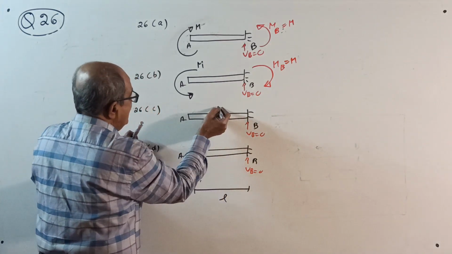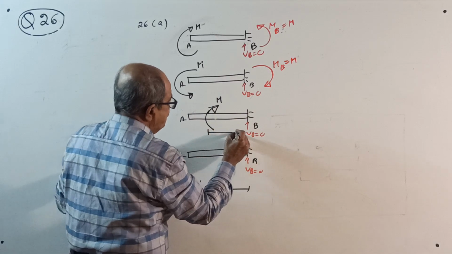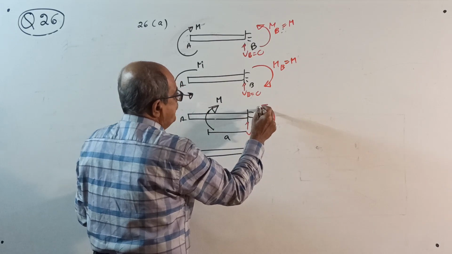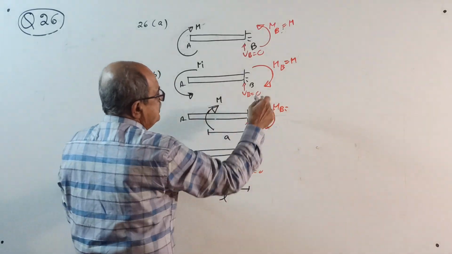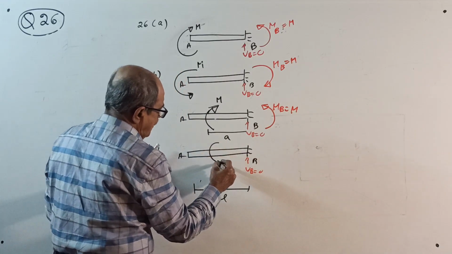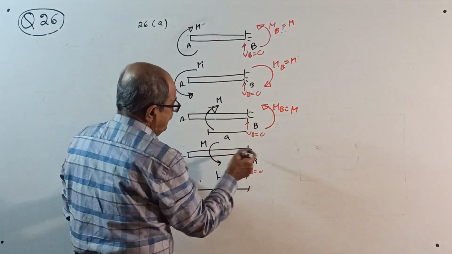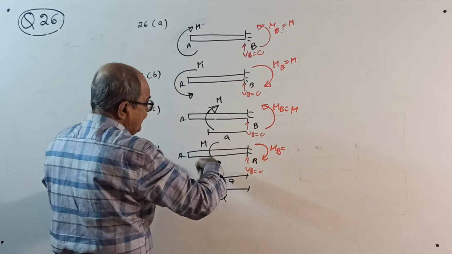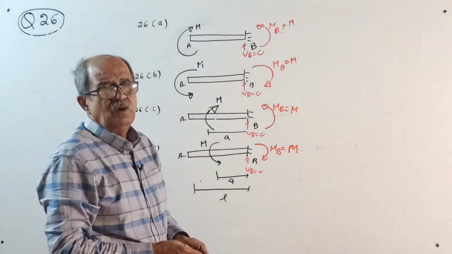Next question, C: clockwise couple M at A from the fixed end. If it is clockwise, the reaction is anti-clockwise MB. Sigma M about this point equals 0: plus M minus MB equals 0, MB will come M. Fourth one, anti-clockwise couple M at A from the fixed end. The reaction is clockwise here. Take moment here: minus M plus MB equals 0, MB also equal to M. Systematically work it out.